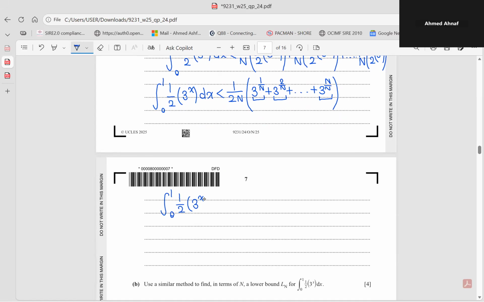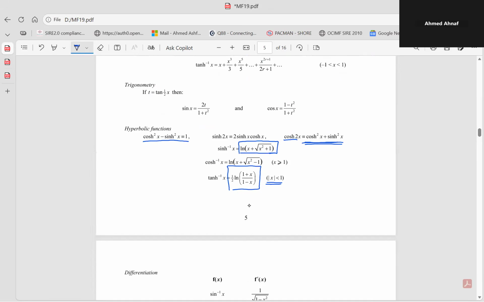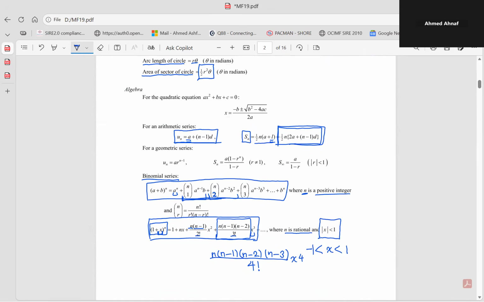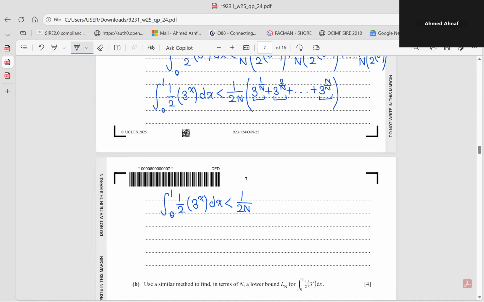So to express that, we're just going to use the formula. Let's go to the MF19, go to Pure Maths. So for geometric series, this is the formula for the sum of all terms in a geometric series. A is the first term, and r is the common ratio, which is 3 to the power of 1 over n.